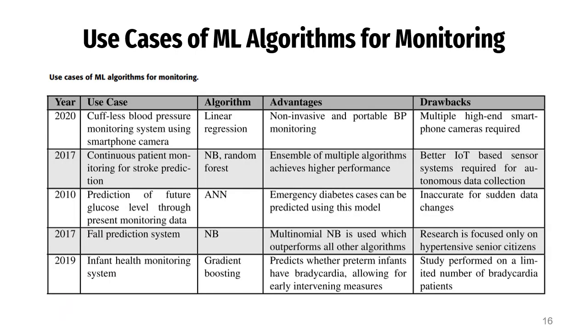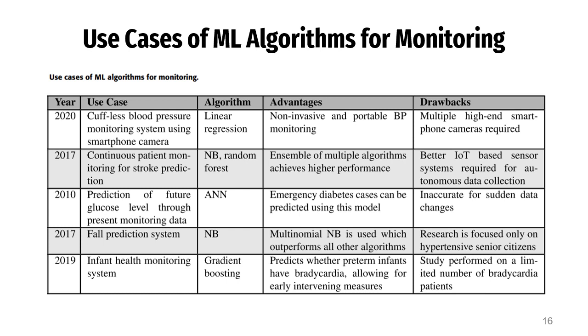Here are some other use cases of machine learning algorithms. In the year 2000, we have a use case: cuffless blood pressure monitoring system using smartphone camera. The algorithm used here was linear regression. It has advantages as well as disadvantages. The advantage is non-invasive and portable blood pressure monitoring. The drawback is that multiple high-end smartphone cameras were required, which increased the cost.